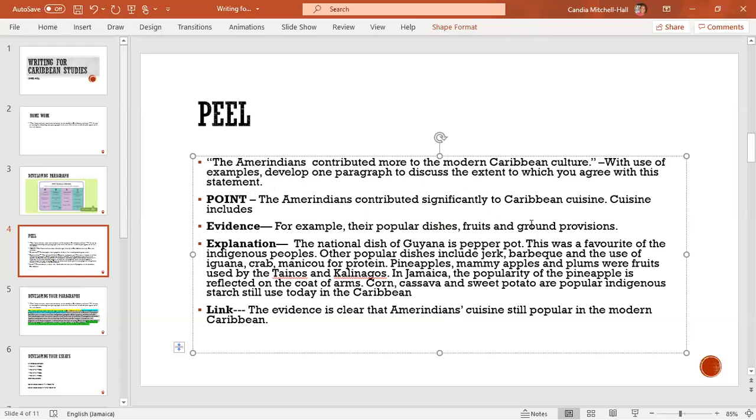Other popular dishes include jerk, barbecue, and the use of iguana, crab, and manicou for protein. All of this is what Duncan would have mentioned. Pineapples, mummy apples, and plums were fruits used by the Tainos and the Callinagos. In Jamaica, the popularity of pineapple is reflected on the coat of arms. Corn, cassava, and sweet potato are popular indigenous starches still used today in the Caribbean. Link.